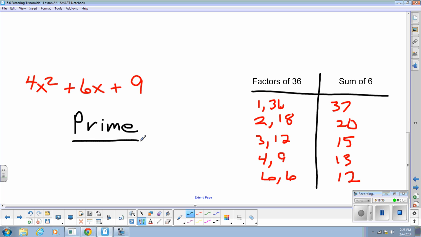P-R-I-M-E, prime, which means there just are no integer factors used to solve for this. So we call it prime. If you go down a list of factors and you exhaust all the factors there, and none of the sums work, then it's prime.